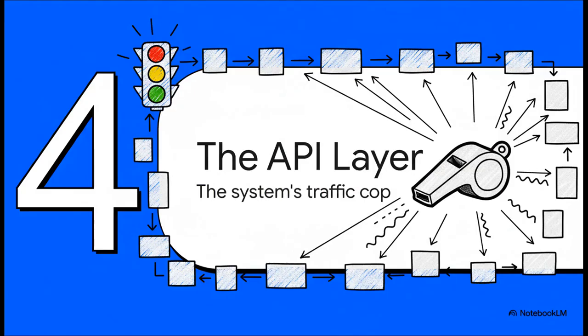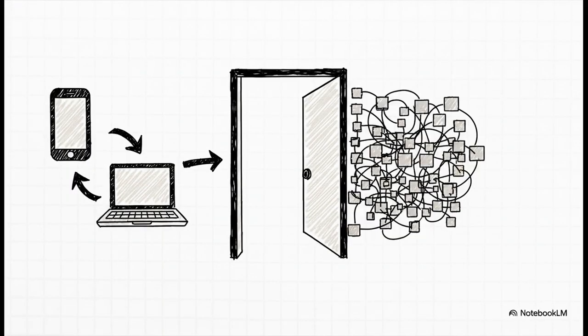But let's be real. None of these services could ever work together without the system's unsung hero. It's traffic cop, the API layer. Think of the API layer as the single front door for the entire system. Your app doesn't need to know or care where the user profile service is or where the payment service lives. Nope. It just makes a request to the API layer, and that layer hides all that complexity. It just presents this one, single, unified interface to the outside world.